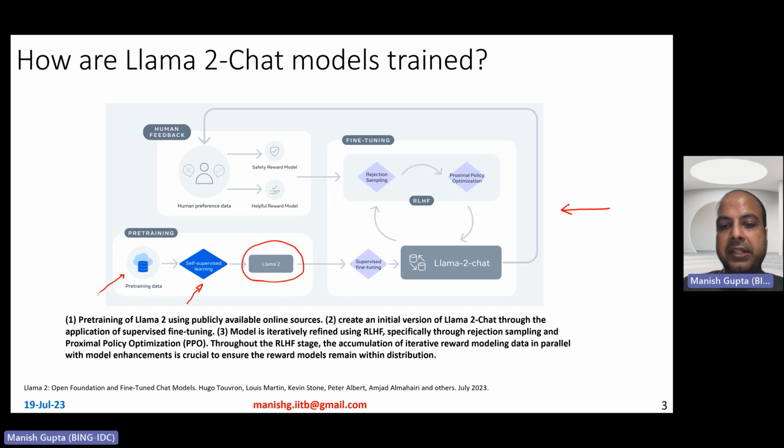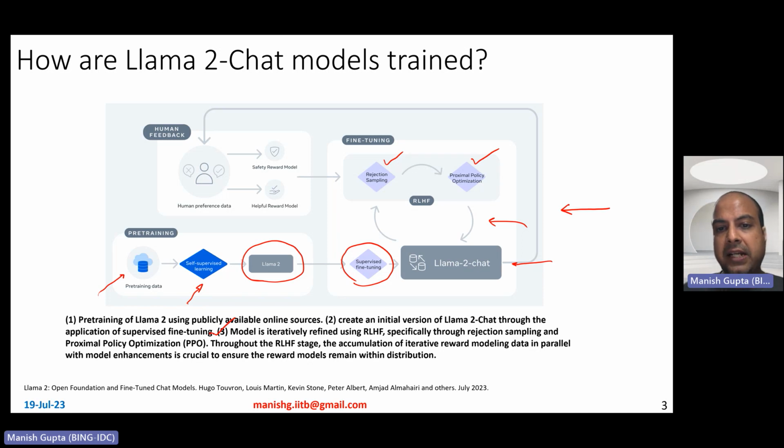Further, you essentially create an initial Llama 2-Chat model by doing supervised fine tuning on a few manually curated conversations, or manually curated dialogue context, response pairs. Okay. So as a third step, you iteratively refine this model by using RLHF, specifically two algorithms in RLHF, rejection sampling and PPO, proximal policy optimization, as I'll discuss later in this video, right?